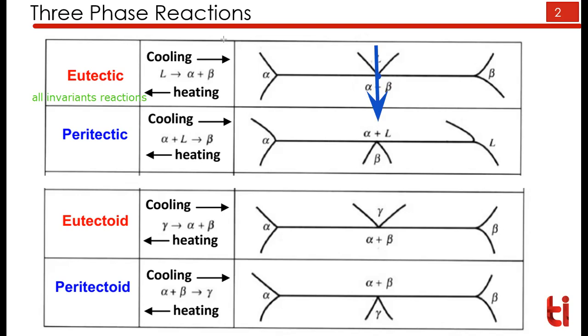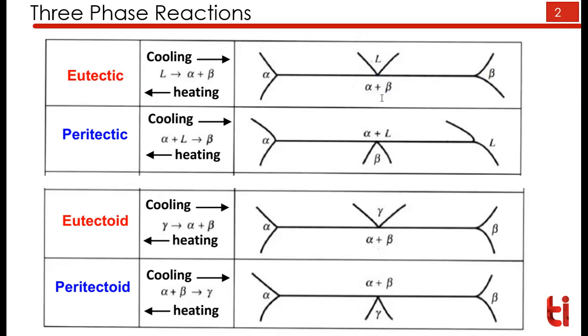eutectic निकाल लो, degree of freedom निकाल सकते हो आप. F is equal to C minus P plus 1. Here C is 2. Number of phases, how many at this point? Liquid, alpha and beta, 3 phases are there, and plus 1. So that gives you 0. Degree of freedom is 0. If degree of freedom is 0, for that reaction we call this an invariant reaction. Doesn't vary. So all these reactions, eutectic, peritectic, eutectoid, peritectoid, all are invariant reactions.